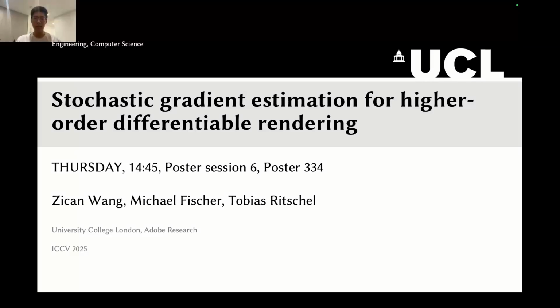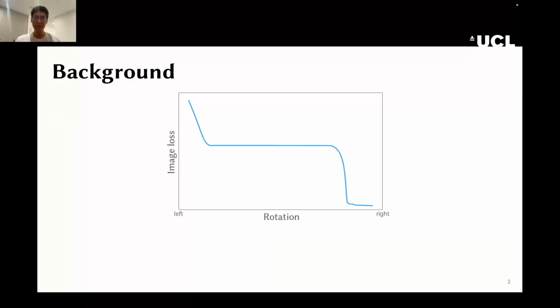Hi, my name is Susan Wang, and welcome to the short summary of our paper, Stochastic Gradient Estimation for Higher-Order Differentiable Rendering. Inverse rendering optimizes scene parameters, such as geometry, BRDFs, and lights, by comparing renderings to target images.